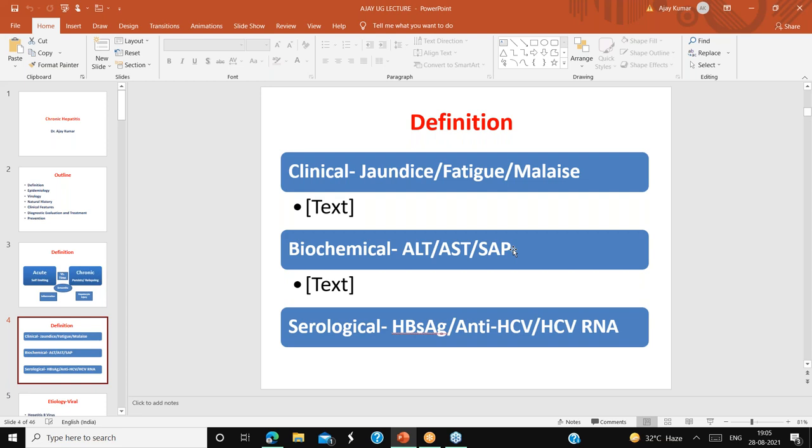The important thing to understand here is that this enzyme elevation may be intermittent. Suppose you do an LFT now, it will be normal, but if you repeat it, the enzymes may be elevated. So a single value is not of much use. You have to do serial liver function tests and follow up whether the enzymes are actually elevated or not. Similarly, we look at certain serological markers. For example, for hepatitis B, we look at the surface antigen. Similarly, for hepatitis C, we look for the antibodies and we also look for HCV RNA.